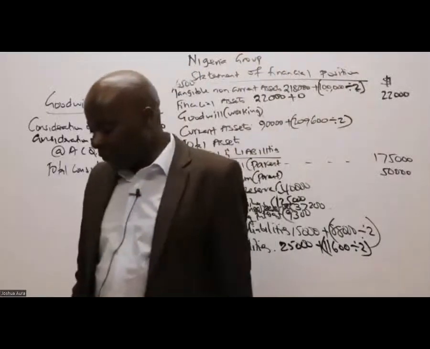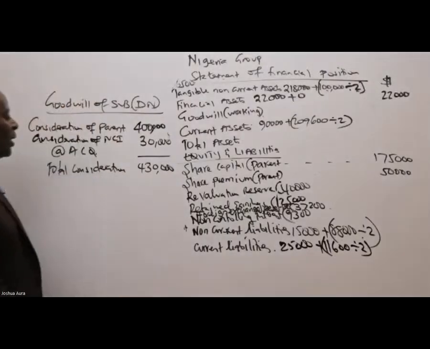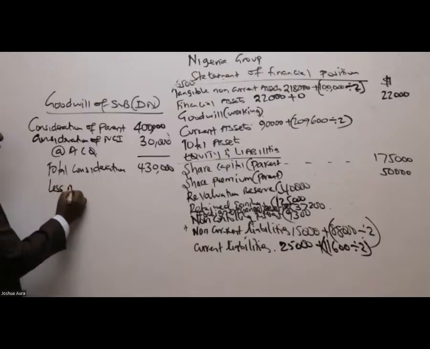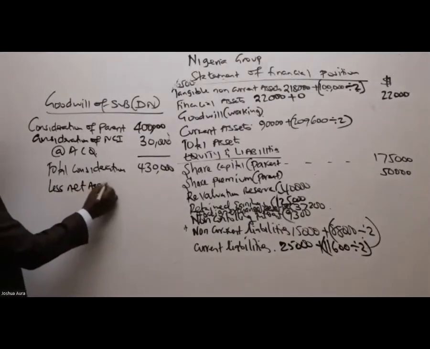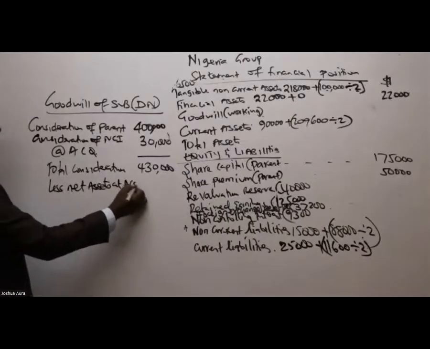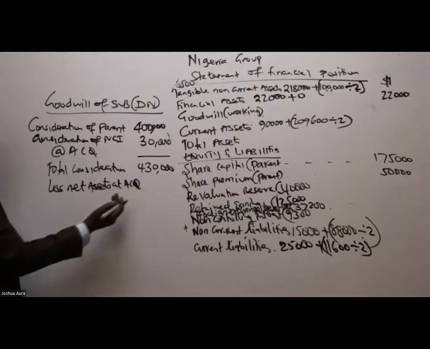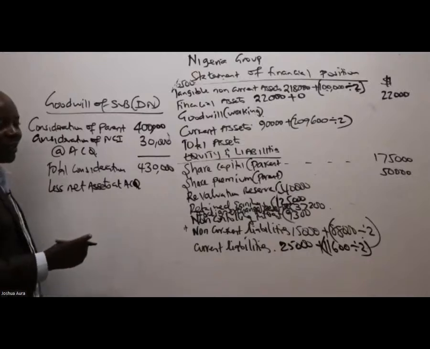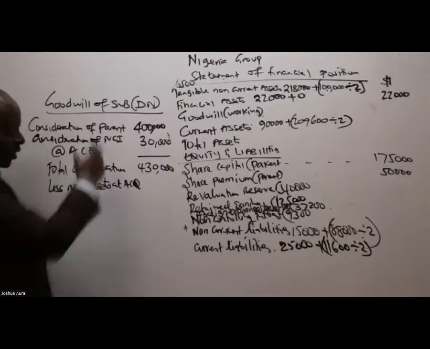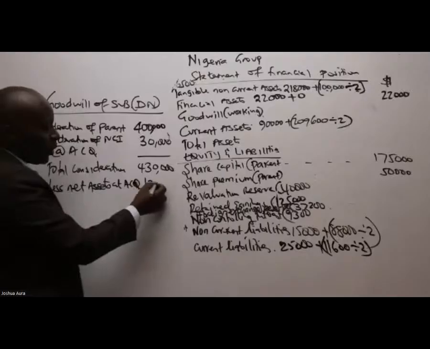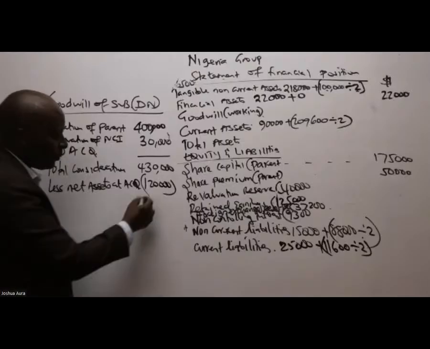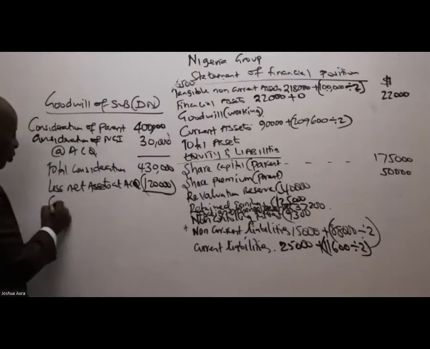Ladies and gentlemen, from there, come and give us the net assets. Less net assets at acquisition. I rubbed my figure a long time ago. Are you able to remember the net assets at acquisition? You have that table up there. Is it 120,000? 120,000. So please subtract.